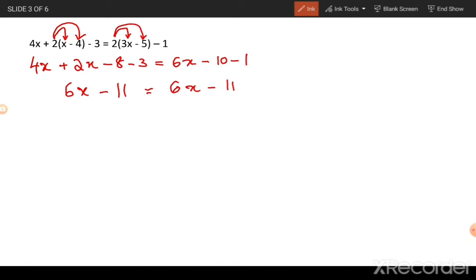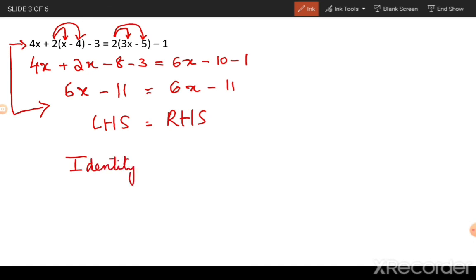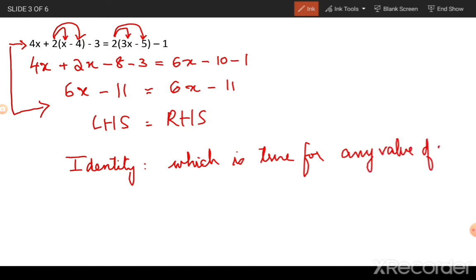When you have simplified the original equation and you get something of this sort, where your LHS is equal to RHS, this equation then becomes something called an identity. So this equation is called an identity. An identity is a special case of an equation which is true for any value of x.